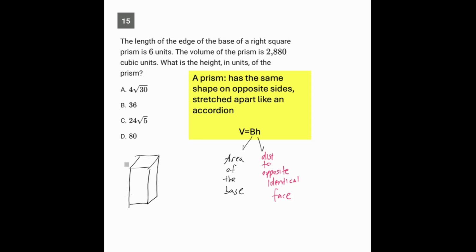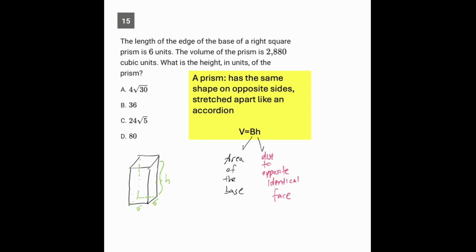Just cleaning this up a little bit. So if this is 6 and the bottom of it is a square, that means that all four sides of that square base are all 6. And we don't know the distance to the opposite square, which is the height.